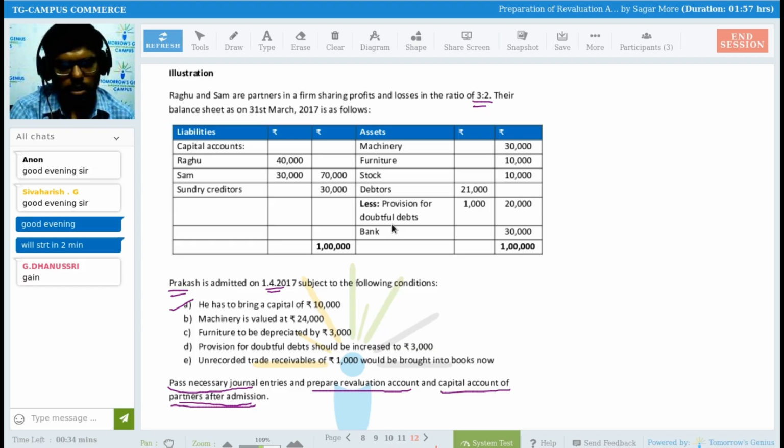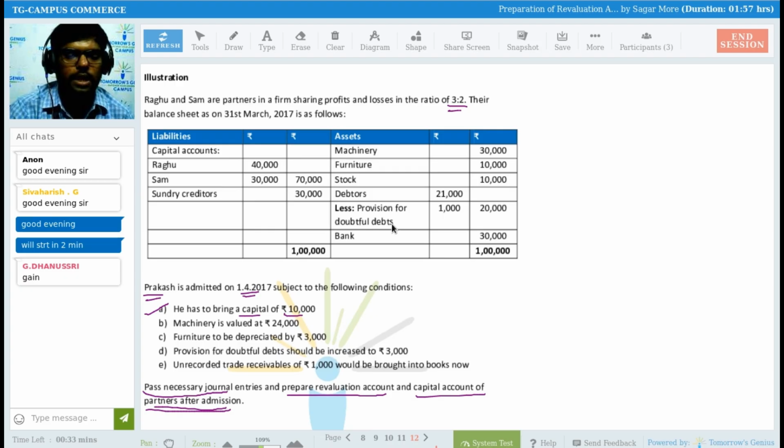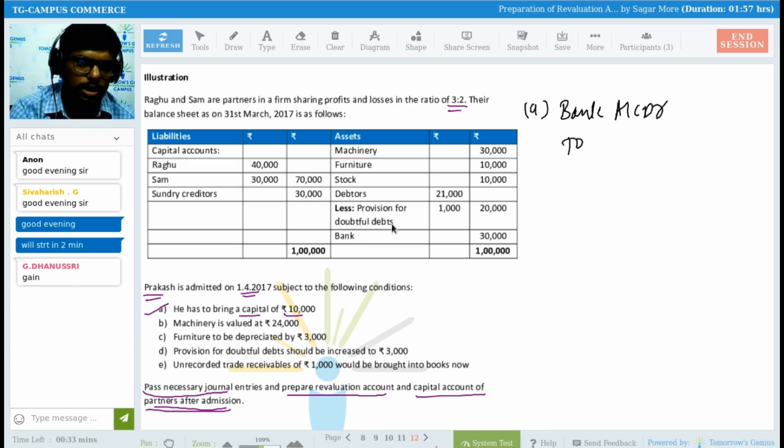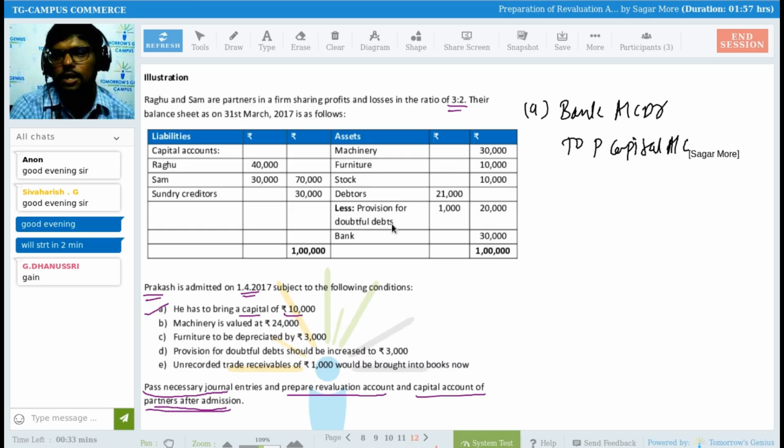It means Prakash brought 10,000 rupees as capital. Tell me which entry we have to pass for this. If Prakash brought in 10,000 rupees of capital into the business, which entry we have to pass? Cash or bank account debit to who brought in this amount? Prakash, right? So I will be writing Prakash capital account, 10,000 rupees. Understood this?